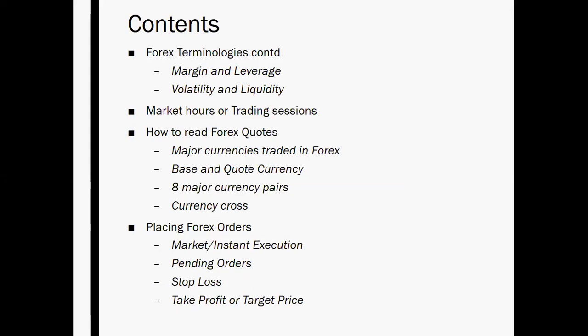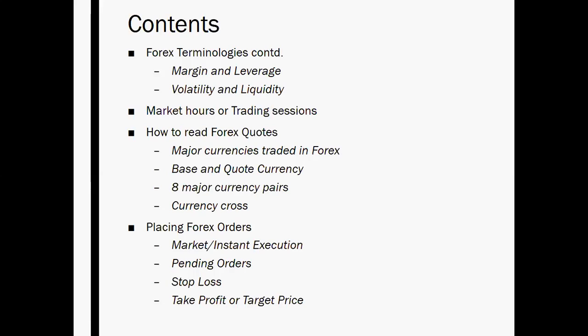Then we learn how you read forex codes. That's we look at the major currencies traded in forex. We look at the base and the quote currency. We look at the eight major currency pairs, and we look at the currency cross. And then we also look at how you place forex orders in the forex market.